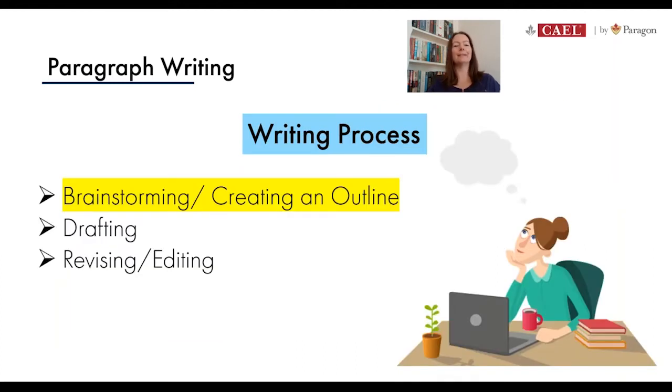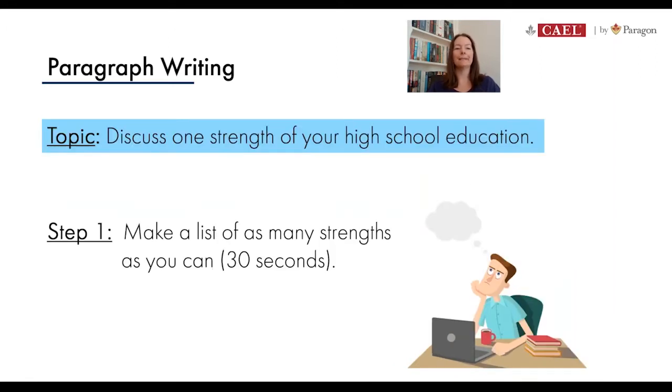So we're going to start today by looking at how to think of our ideas first when we're assigned a topic for writing. And I'll show you quickly how an outline might look as you record those ideas down. Next week, we'll get into actually using this outline to write the paragraph. And also we'll look at how you can edit and revise the writing skills in the final copy. So we're going to use this as our topic for discussion today. The topic assigned is discuss one strength of your high school education.